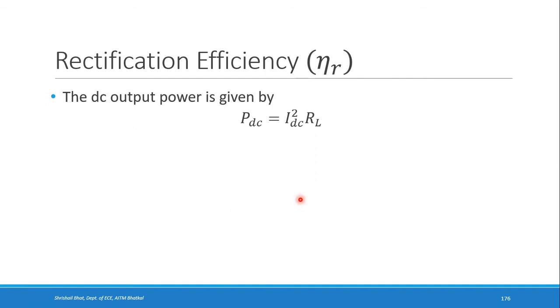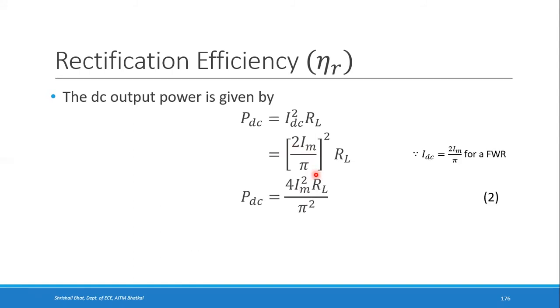IDC square into RL. What is the value of IDC in case of a full wave rectifier? IDC is 2 Im by pi, right? 2 Im by pi, the whole square into RL. If I find this, 2 square is 4, Im square divided by pi square, right? So 4 Im square divided by pi square into RL. This I can take as PDC. So PDC is 4 Im square RL divided by pi square.